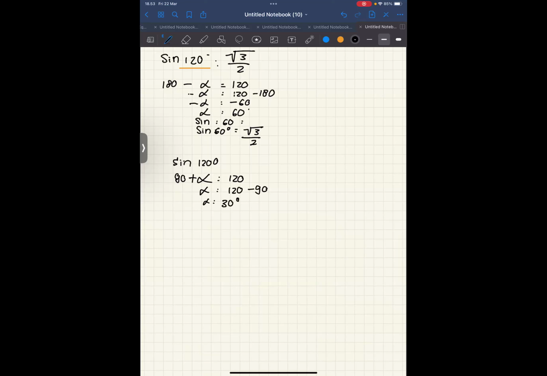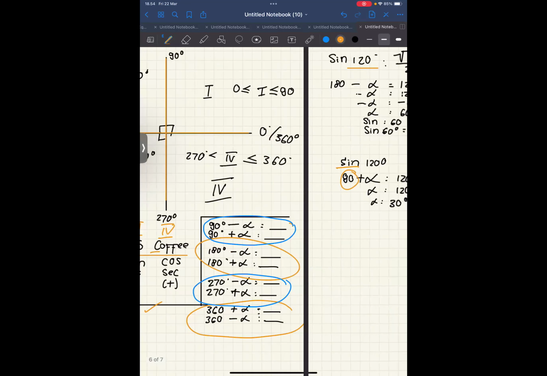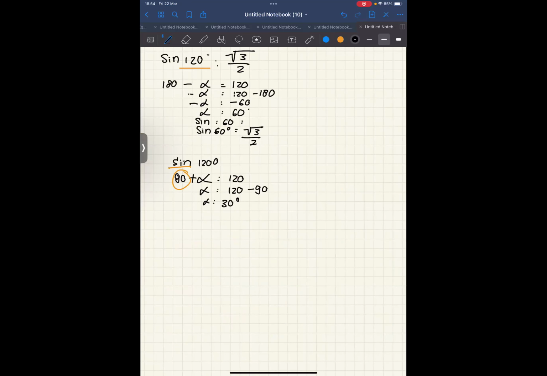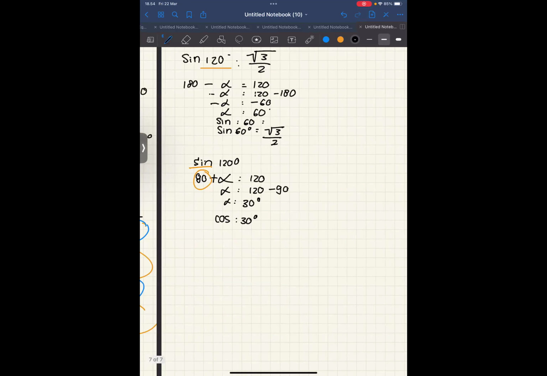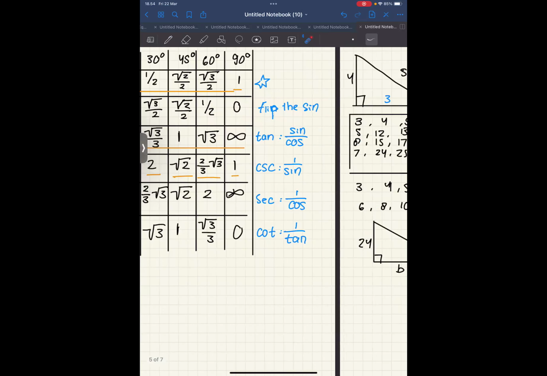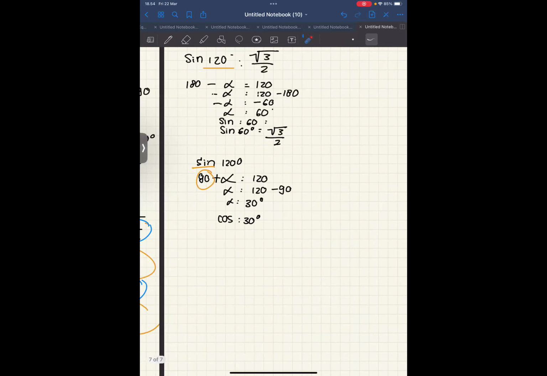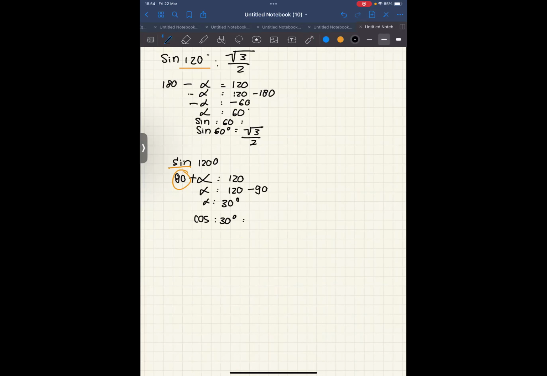So as I said before, because we are using 90 degree, this sine, we need to change it to cosine. So the result of sine 120 degrees is cosine of 30 degree, which if we look here, cosine of 30 degree is square root 3 over 2.